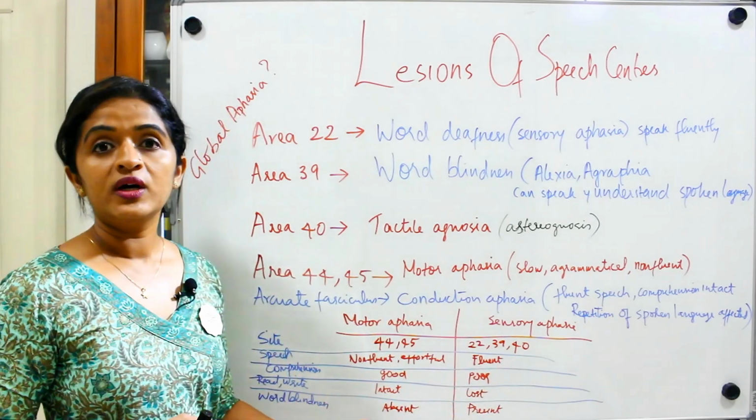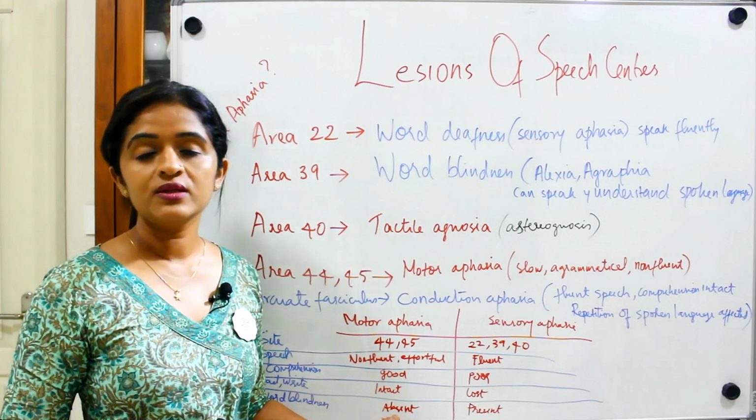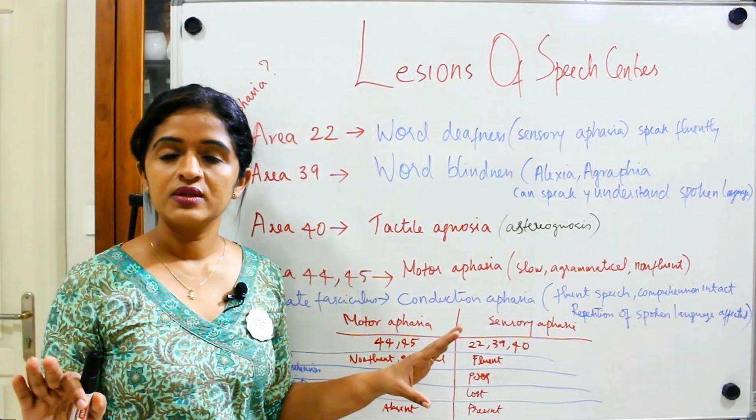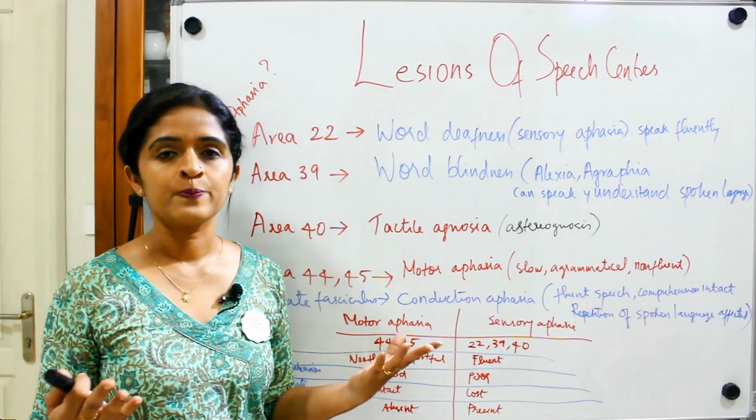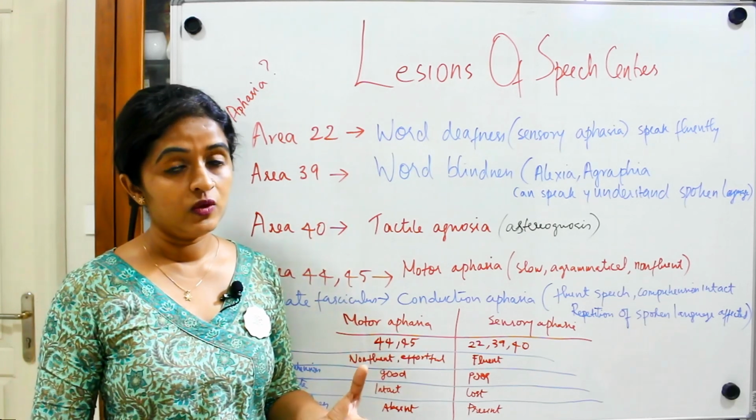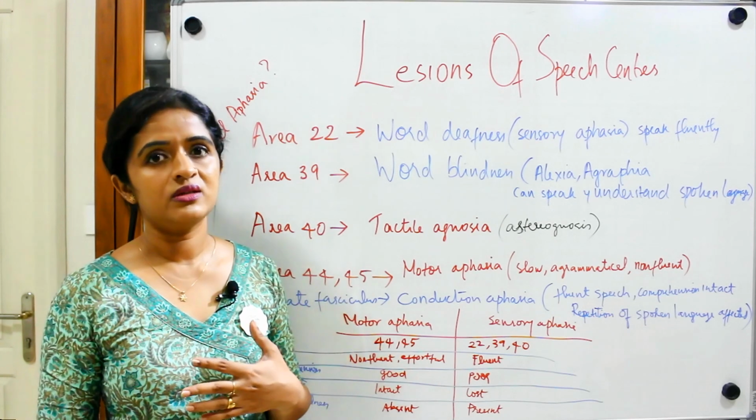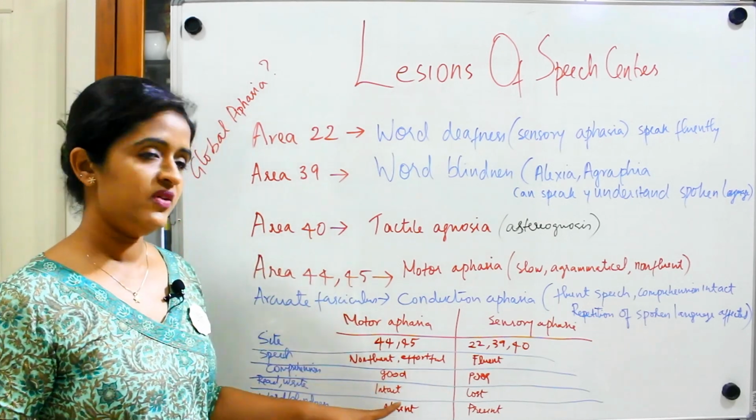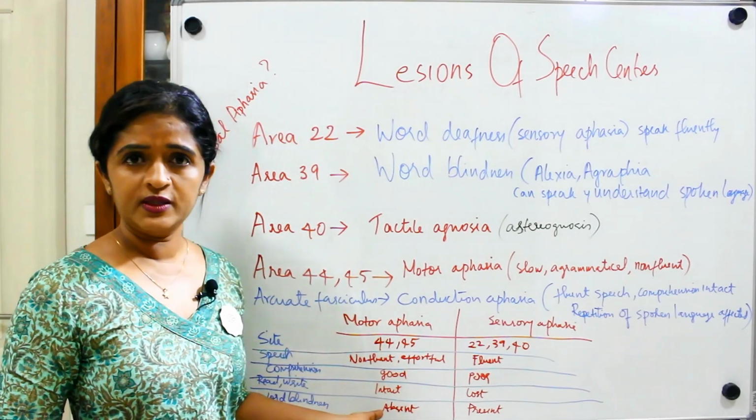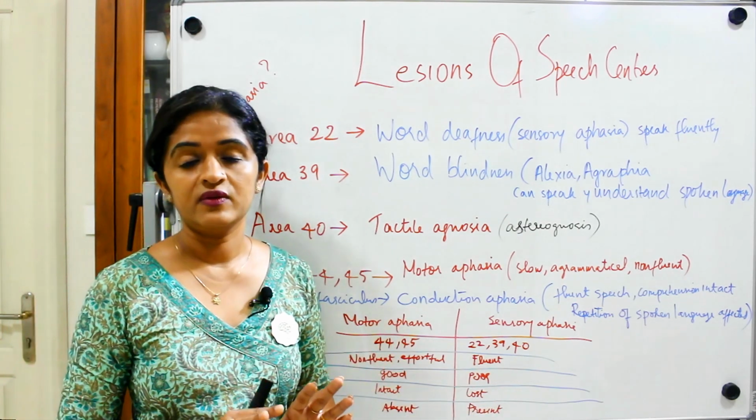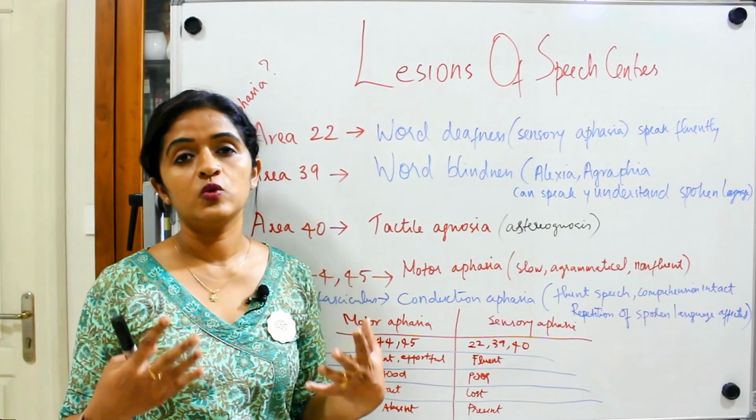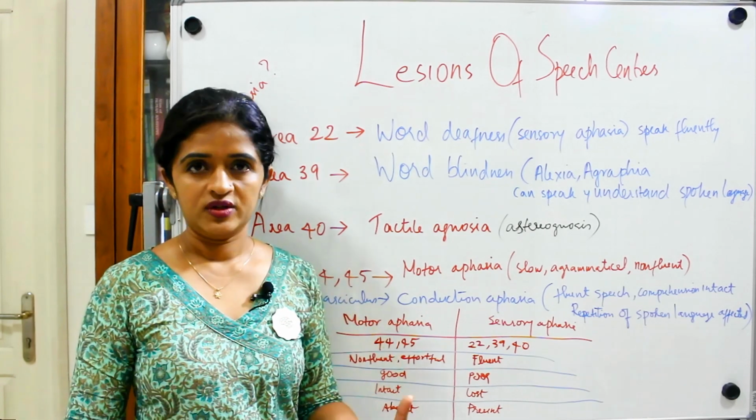And what about word blindness? Word blindness means you are seeing those words, but it looks as if you are blind because you are not able to understand anything. So that again is a mode of interpretation, that is a sensory component. So in motor aphasia, there won't be word blindness, but in sensory aphasia, the patient will suffer from word blindness because he or she won't be able to interpret what is written.